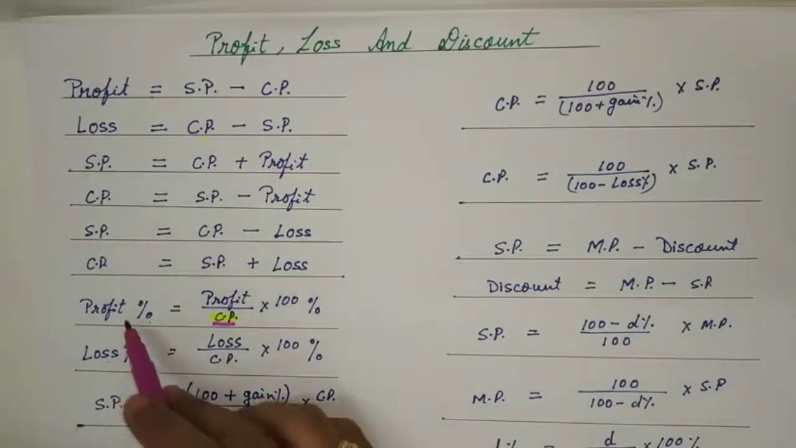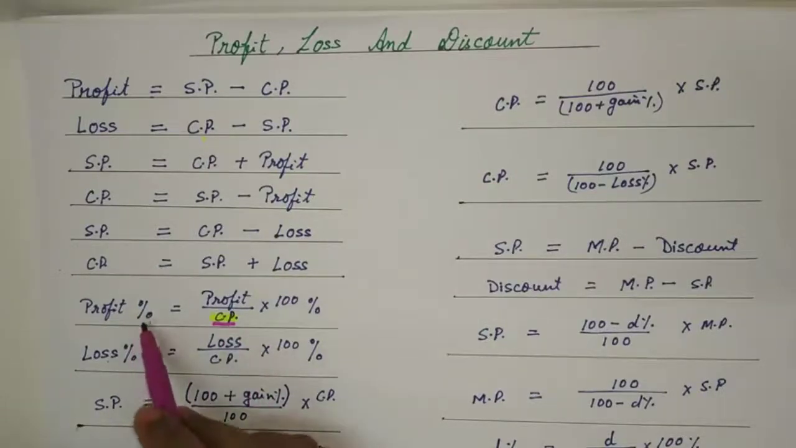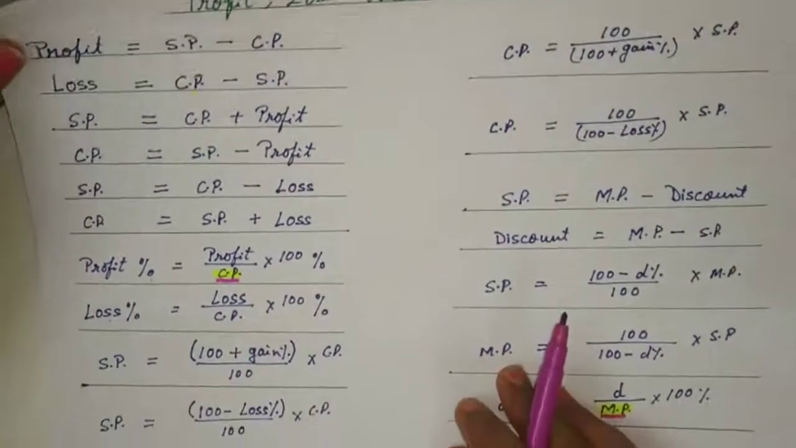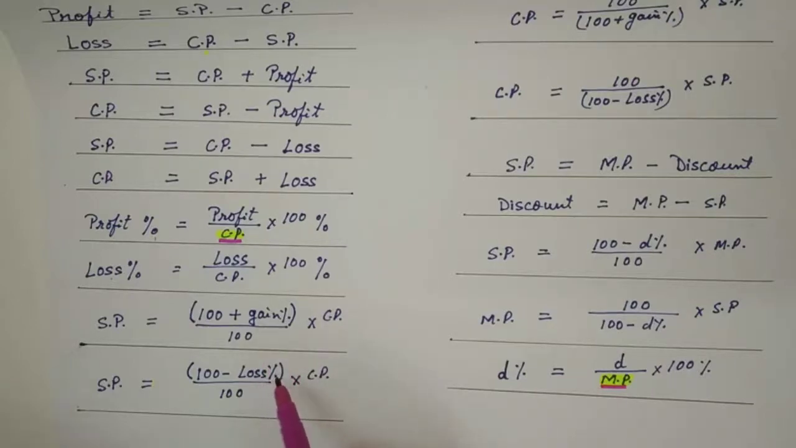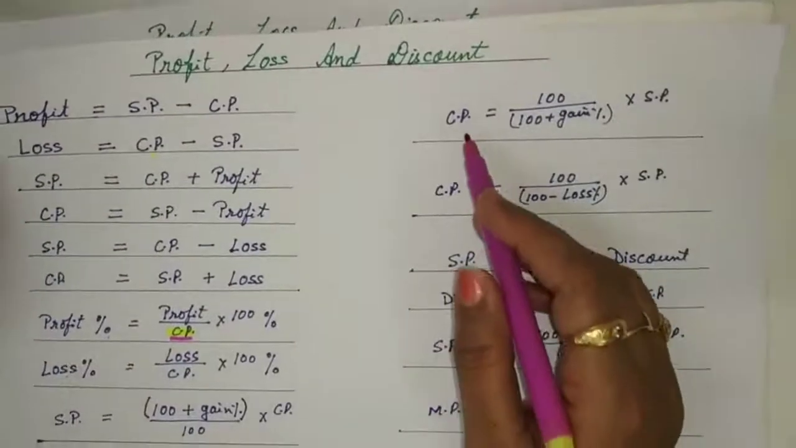Remember always that profit percent or the loss percent is always reckoned on the cost price. So it is given by profit by CP into 100, and the loss percent is given by loss by CP into 100. There are two other formulas which I have written down for you, that is to calculate the selling price when you are given the gain percent or the loss percent. So 100 plus gain percent by 100 into CP, or 100 minus loss percent by 100 into CP will give you the selling price. Similarly, I have written down the formula for cost price also.